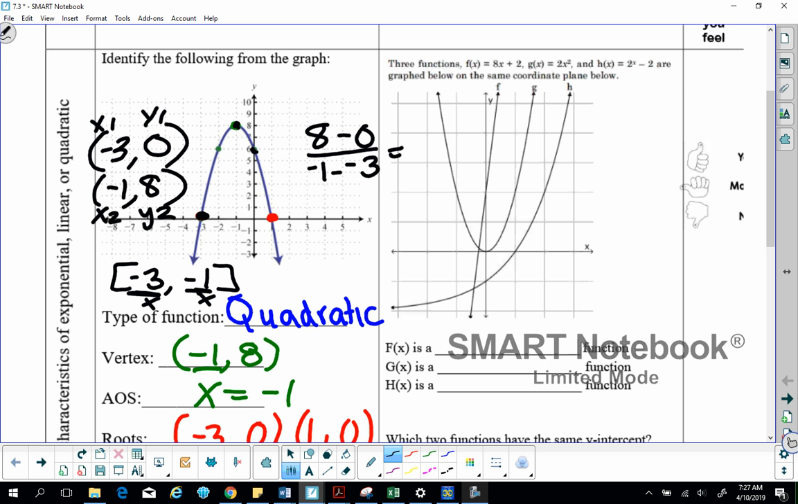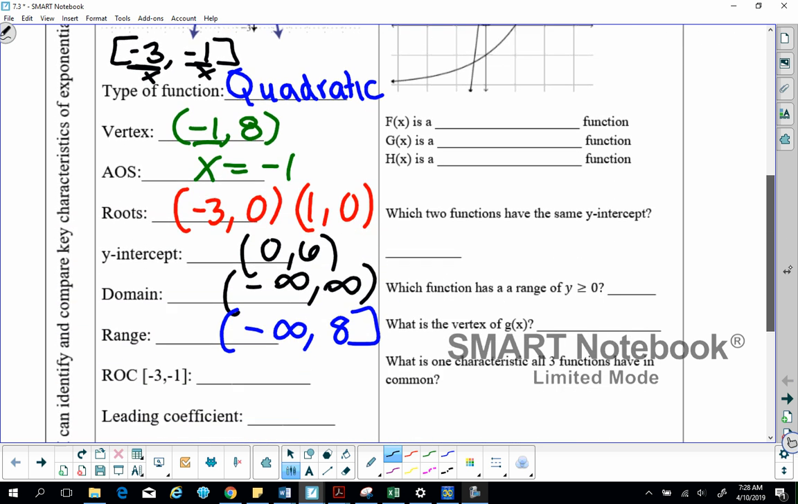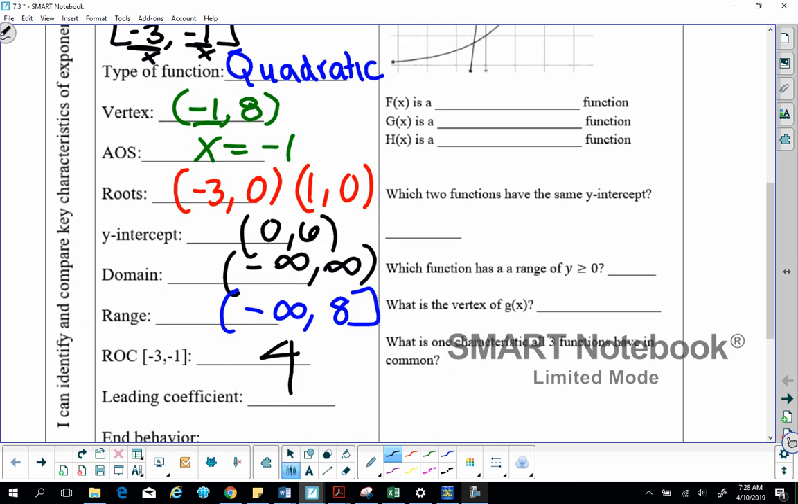What is 8 minus 0? And then -1 minus -3. What will that end up being? If you need a calculator, you can. So we end up getting 2. What's 8 divided by 2? 4. So your rate of change right there would be 4. Make sure you're also writing this down, because remember, part of your quiz grade is literally just writing down the correct answers.